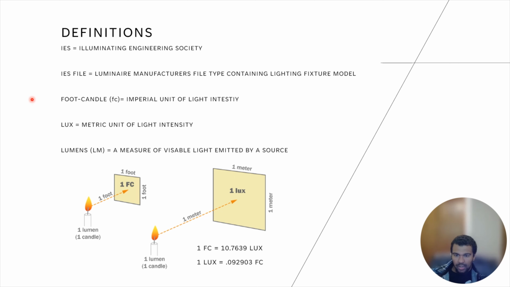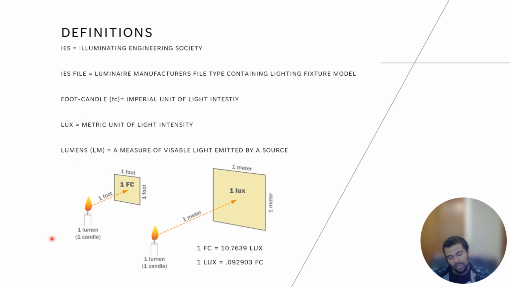And so a couple of names that we need to know here is foot candle, and foot candle is the imperial unit of light intensity, and then lux is the metric unit of light intensity. And the one definition that everybody probably knows just going from Home Depot to Lowe's is lumens. And lumens is just a measure of visible light emitted by a source.